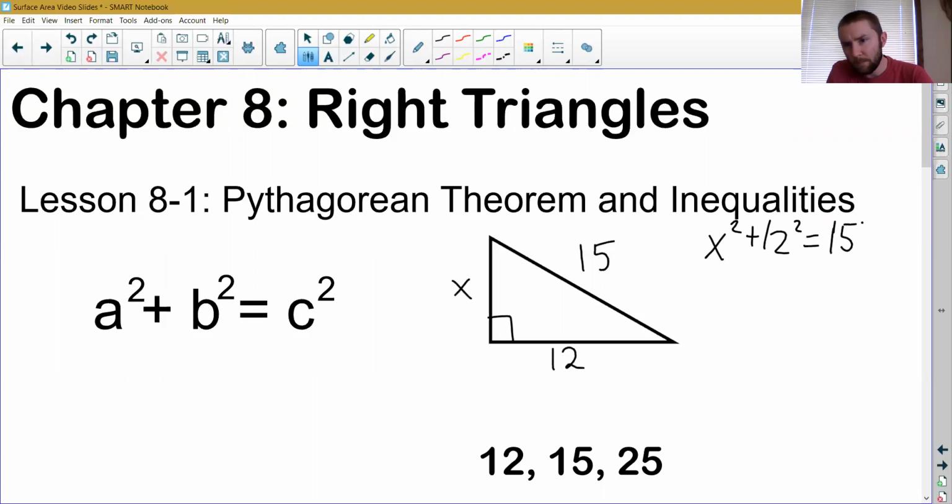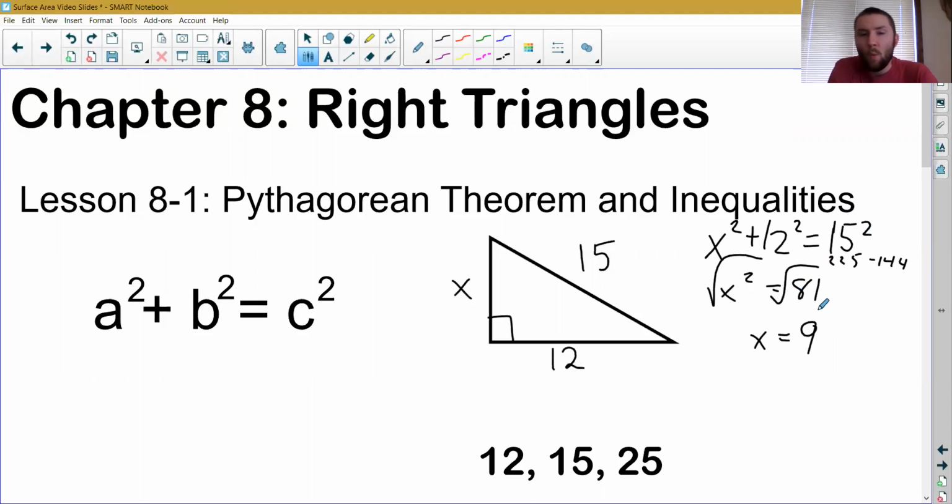Equals 15 squared. In this case, x squared is equal to 225 minus 144, which is 81. Square root both sides, and x is equal to 9. Now remember, when you do not get a perfect square number that we can't square root, you can, for a bonus point, simplify the square root by splitting it up, or you can just use a calculator, get a decimal approximation, and that's also perfectly fine.